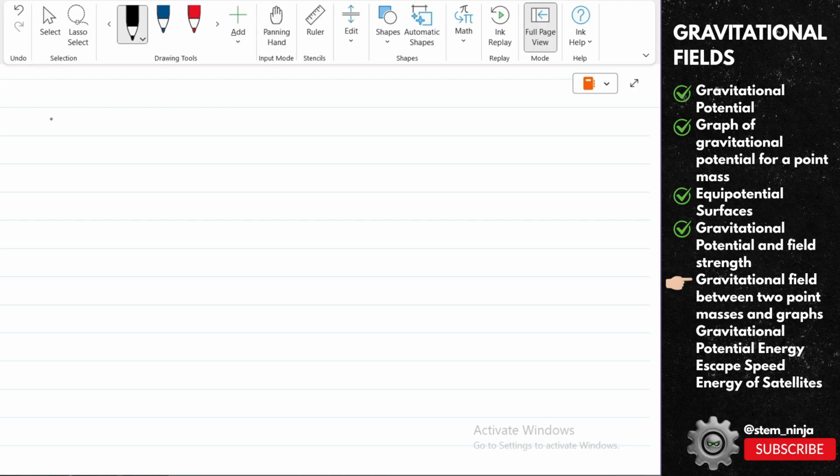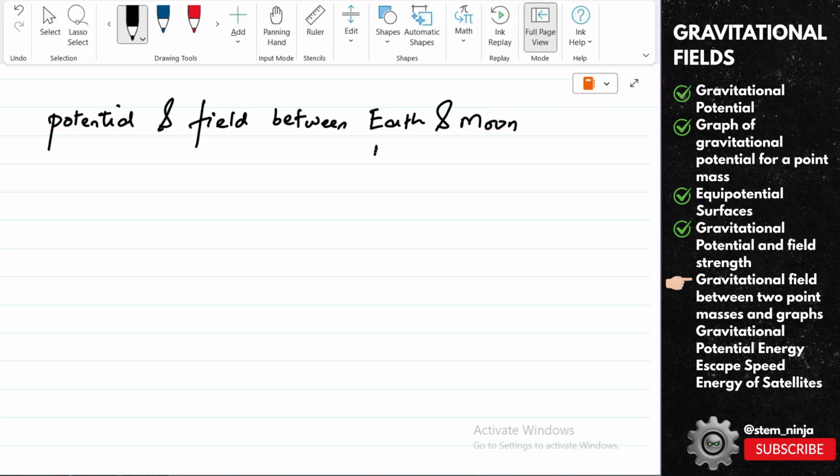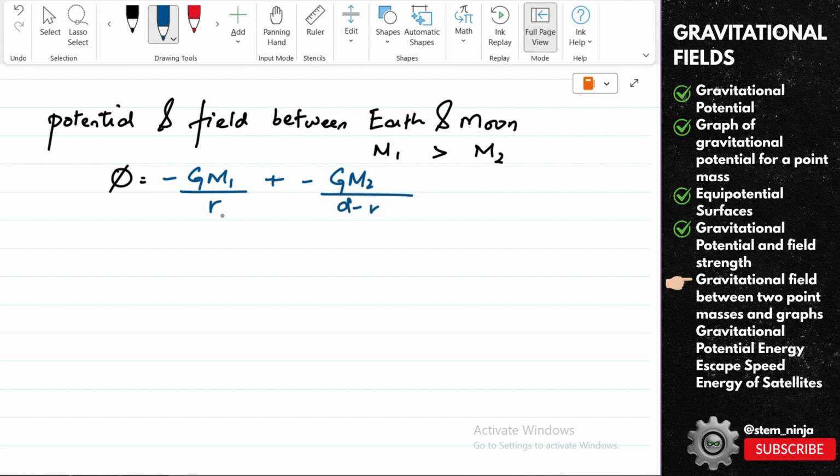Comparison between potential and field graph, between, let's say, Earth and the Moon. That means M1 is significantly greater than M2. So in this case, when we have the potential formula, the net potential is minus Gm1 over r plus minus Gm2 over d minus r. So closer to M1, this component will be very heavy.